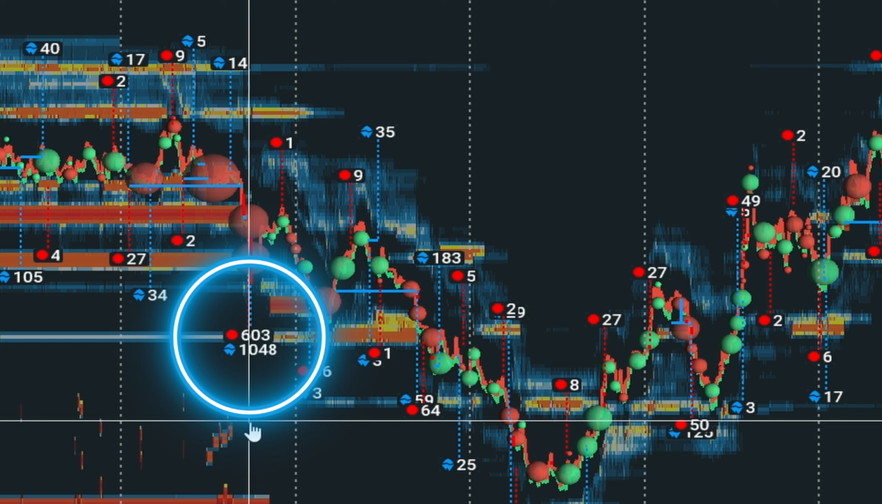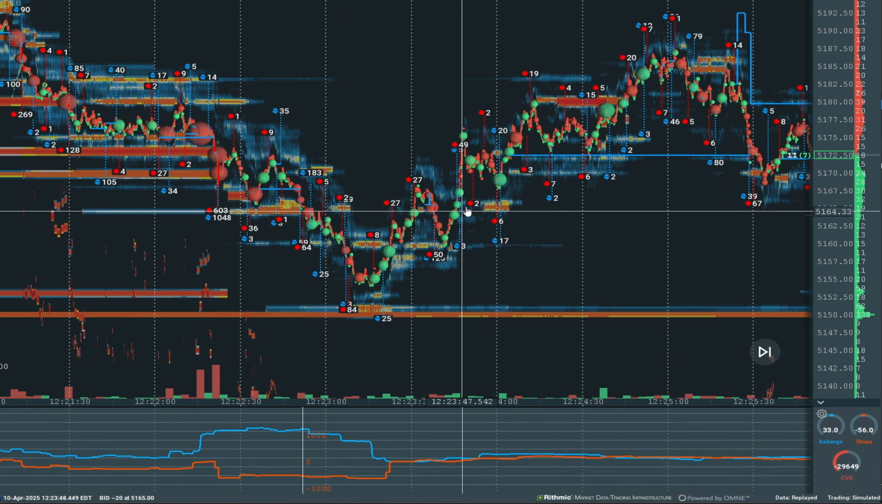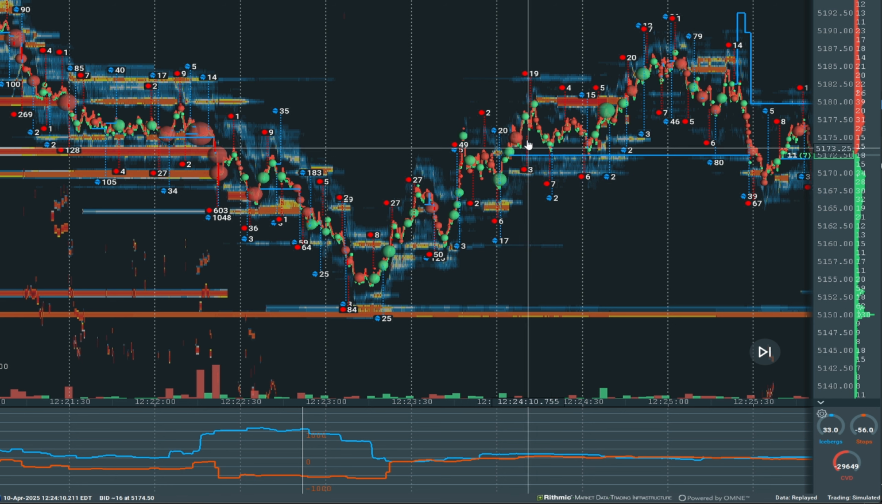And a lot of times we want to ride their coattails. And I knew we had that liquidity down there. So as we came down and we started coming back up here a little bit, I went ahead and jumped into that trade. However, if I would have been a little bit more patient, it could have gotten better.